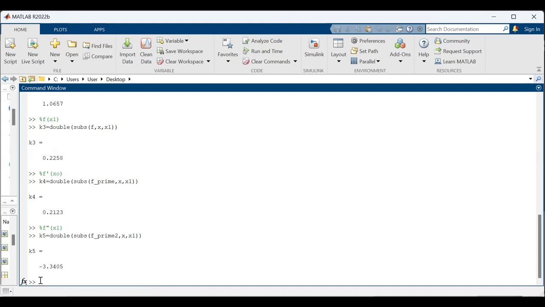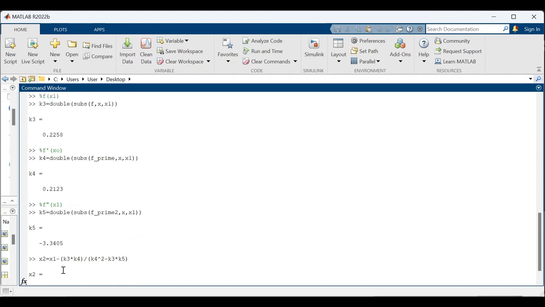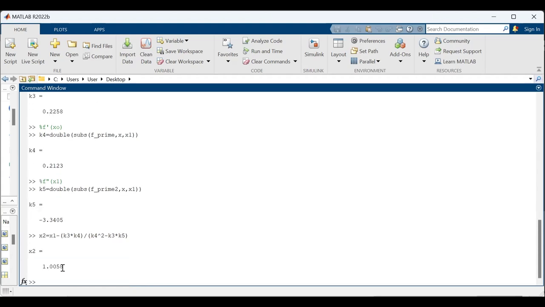Okay, so next, what do I need to have? The next thing I need is to get x2. So x2 is equal to x1 minus, okay, f of x1 is k3, k3 times k4, which is f prime of x1, over k4 squared minus k3 times k5. I'm getting 1.0058. Okay, I'm getting 1.0058.